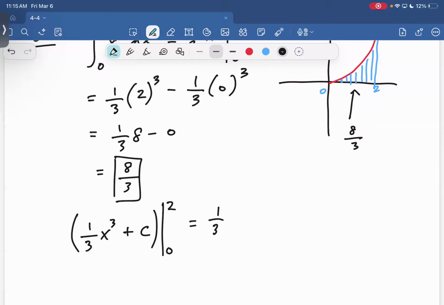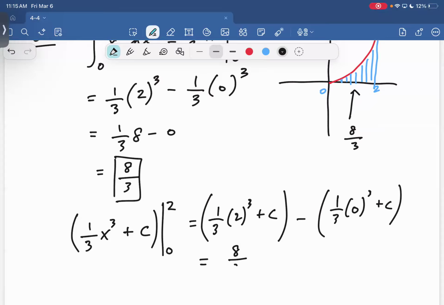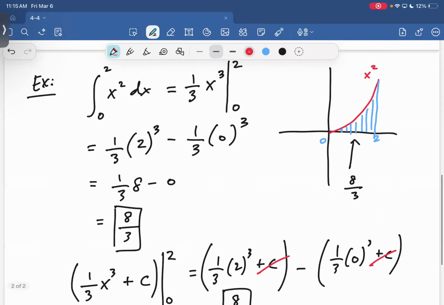So we would have 1/3 2 cubed plus c minus 1/3 0 cubed plus c. And that's still going to be 8/3, right? Because the c's cancel out. So for definite integrals, the plus c, you don't need it at all. A definite integral is when you have limits of integration, right? So in that case, you don't need to worry about any constant. You don't need to worry about plus c. However, if it's an indefinite integral, meaning that the 2 and the 0 aren't there, then you do still need the plus c.